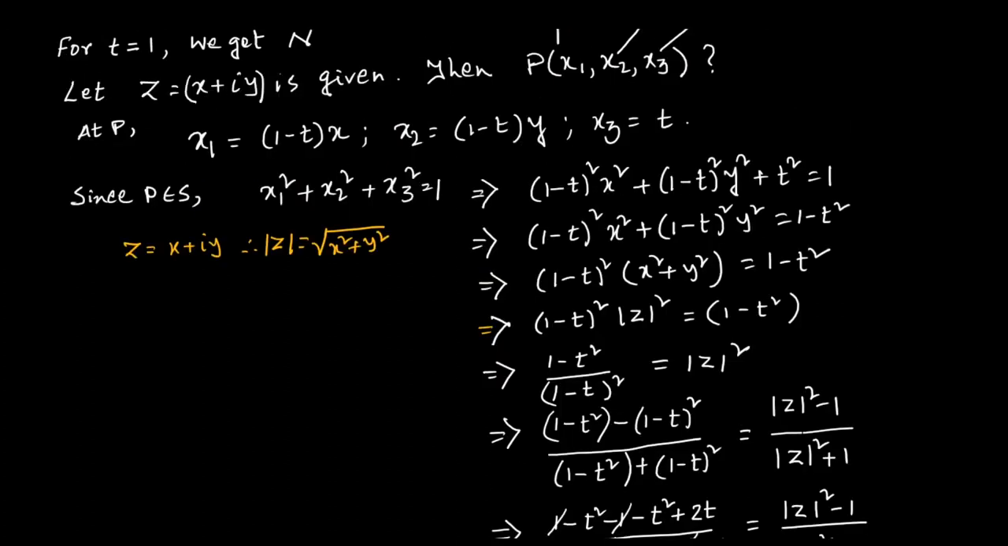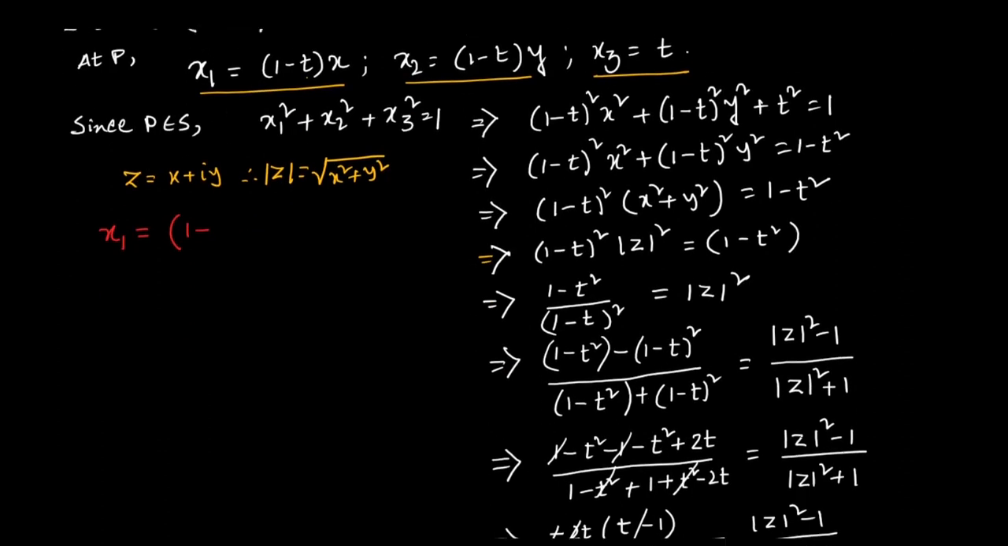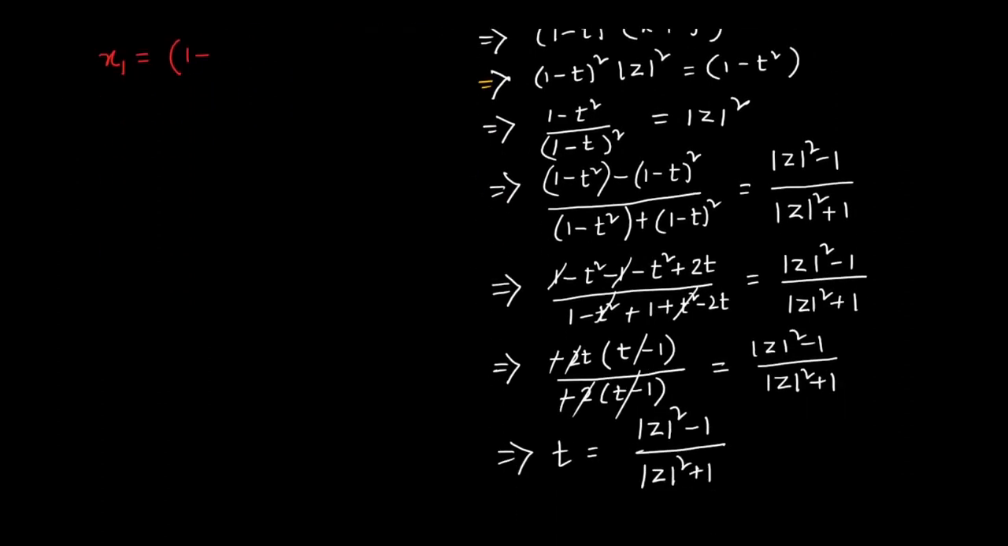So fantastic. That means to get this P, we were searching for this t, because once I find out what t is for this particular P, and if z is given, I know what the values of x and y are. So I can very easily find out what x1, x2, x3 are. Therefore, we can write now that x1 is equal to 1 minus t, and t is mod z square minus 1 by mod z square plus 1.